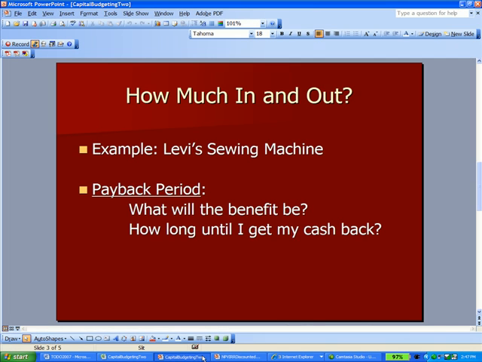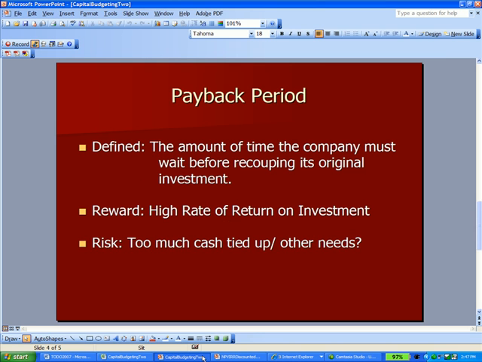But there's another factor called payback period, the second bullet point here. And the question you should ask yourself is, what will the benefit be in dollars? How profitable is this decision I'm going to make? But the other question is, how long is it till I get my cash back? The textbook definition of payback period is the amount of time the company must wait before recouping its original investment.